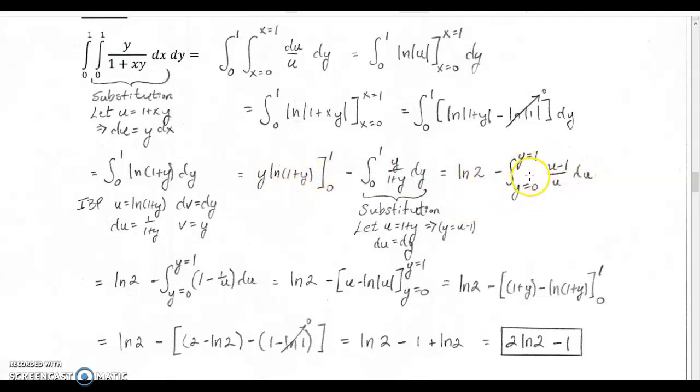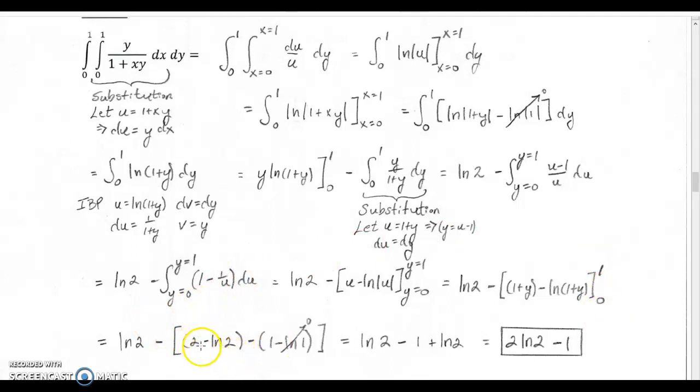Now I have my integral in terms of u, and I can simplify this to be u over u, which is 1, minus 1 over u. So I have the integral of 1 minus 1 over u du. And then that integral is u, and the integral of 1 over u is natural log of u. So it's u minus natural log of u, evaluated from y equals 0 to y equals 1. So now we need to put u back in. So that's 1 plus y minus natural log of 1 plus y from 0 to 1.